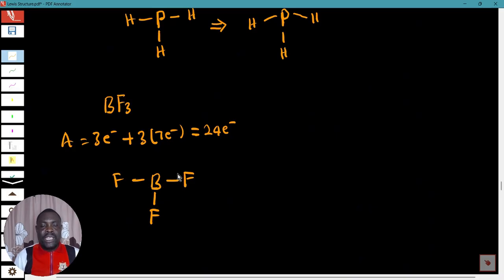Now each of these fluorine just has 2 electrons. We need to complete the electrons to become 8. So we have to place lone pair electrons on the fluorine atom. So these 6 electrons plus these 2, making this fluorine have what? 8. We'll do that for the rest.